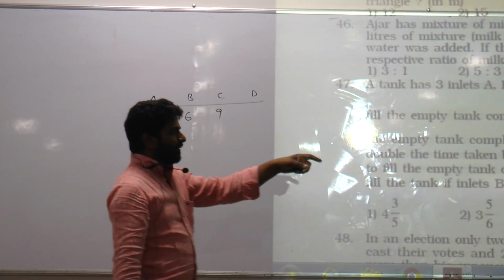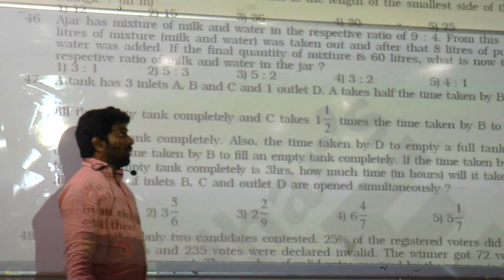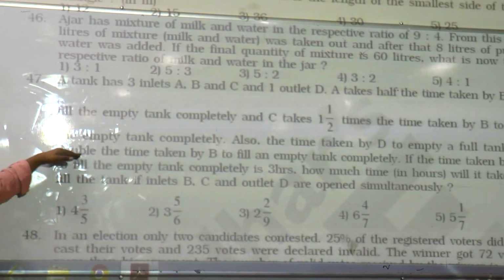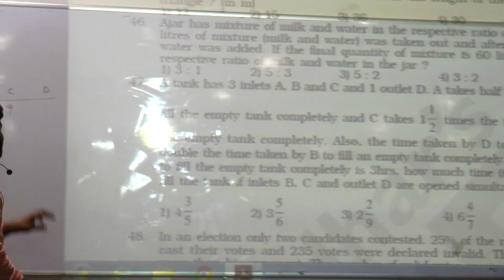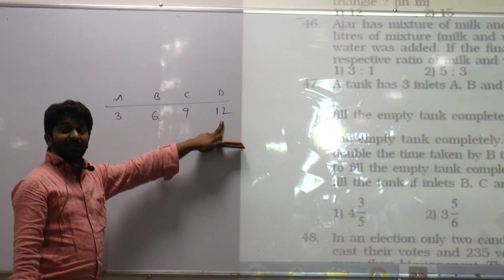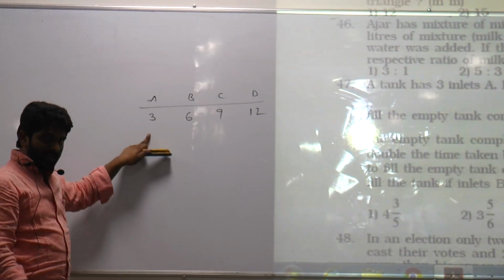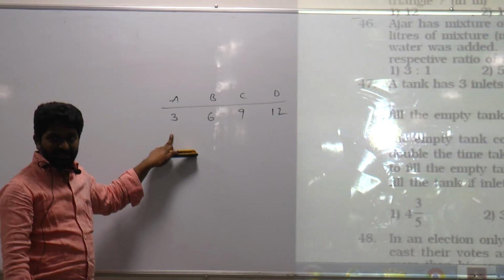And D, the time taken by D to empty the full tank is double the time taken by B. Double the time taken by B, in the sense 12. What is D? Outlet, which does negative work. Remaining are inlets. Inlet in the sense that does positive work.